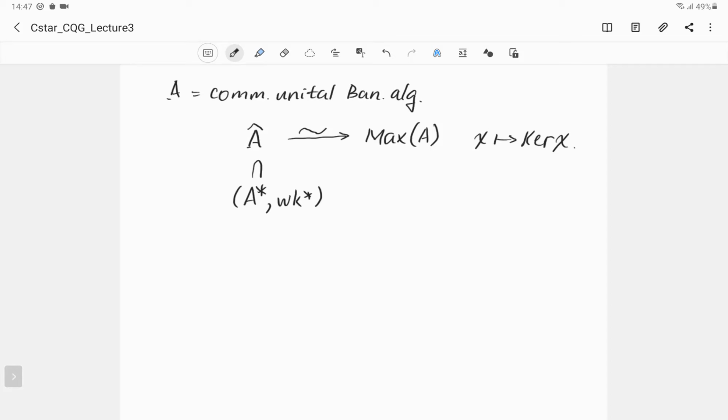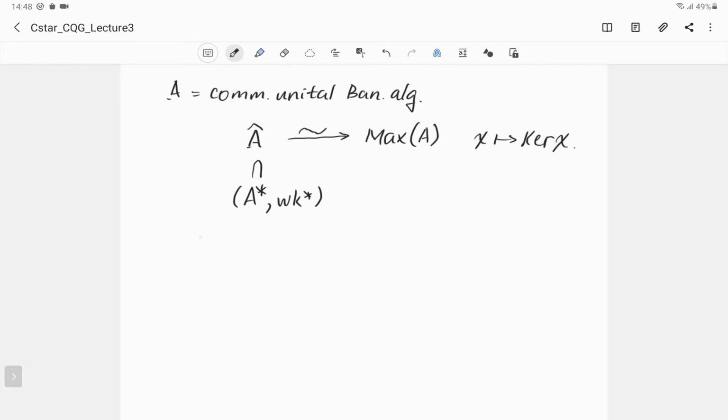So A hat is contained in the closed unit ball of A star, and the closed unit ball is weak star compact. It's very easy to show that A hat is closed in the unit ball. So it is compact because it is a closed subset of a compact space.